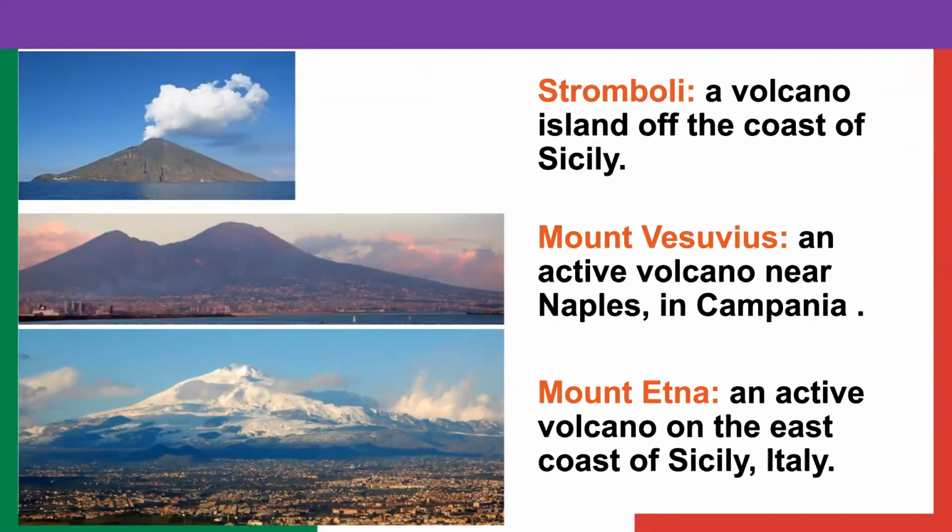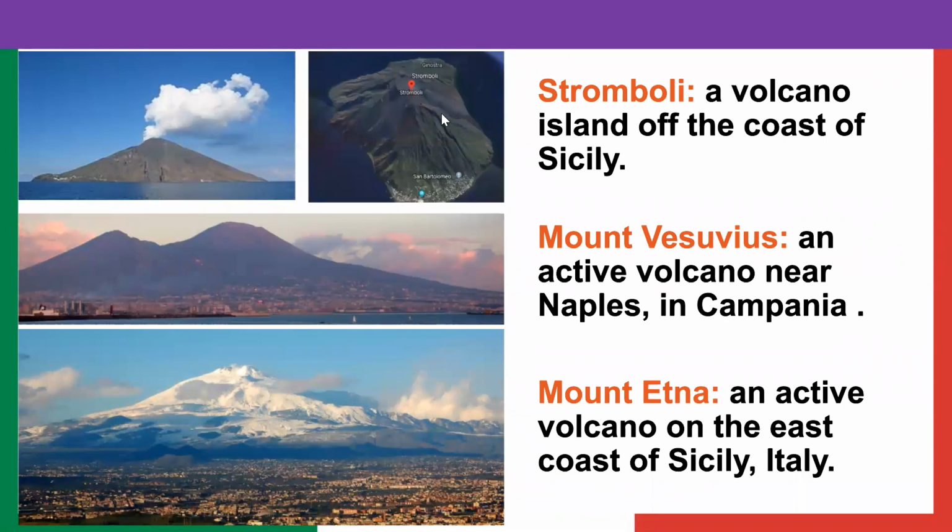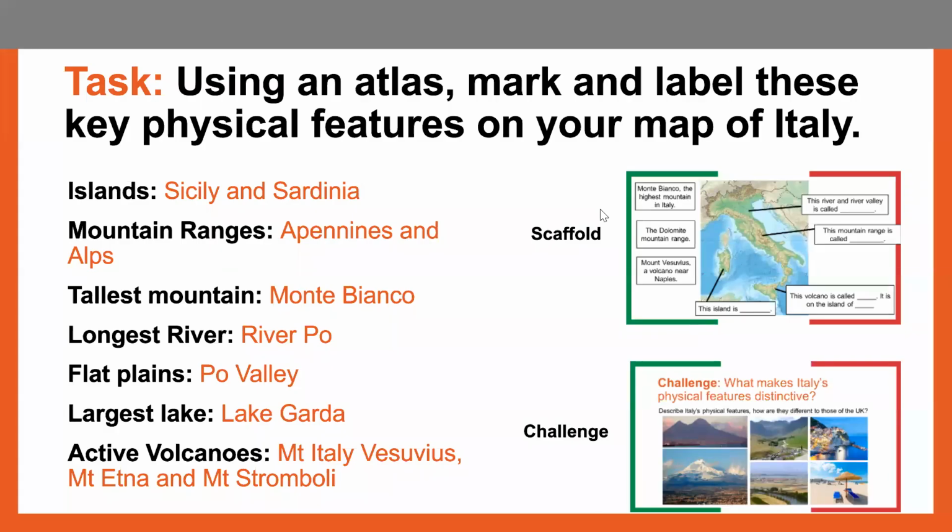We have some volcanoes. So we've got Stromboli, which is a volcanic island off the coast of Sicily, which you can see here. We have Mount Vesuvius, which some of you may have heard of, which is an active volcano near Naples in Campania. And we have Mount Etna, which is an active volcano on the east coast of Sicily. You can see those three volcanoes there. There's another one of Stromboli just coming up.